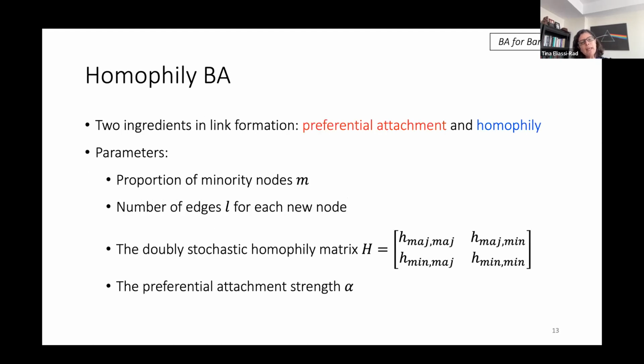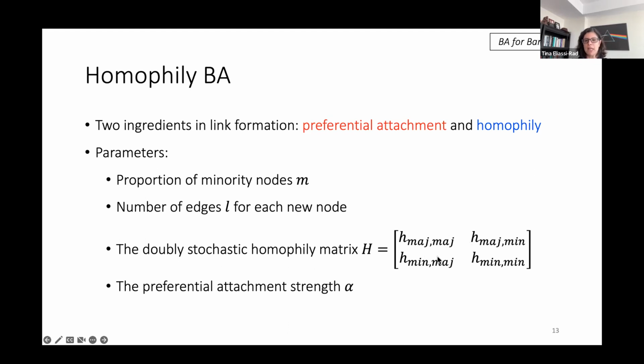Then in homophily BA, what is happening, BA stands for the Barabasi-Albert network, is that you add two more ingredients. You add preferential attachment and homophily. So now the number of parameters in your model increases. You have the proportion of the minority nodes in your network, M. You have the number of new edges or new friends, if you want to think about it, that a new node will get. And then you will also have this doubly stochastic homophily matrix H, which tells you how likely is it for a majority node to connect to another majority node versus a majority node connecting to a minority node, or a minority node connecting to another minority node.